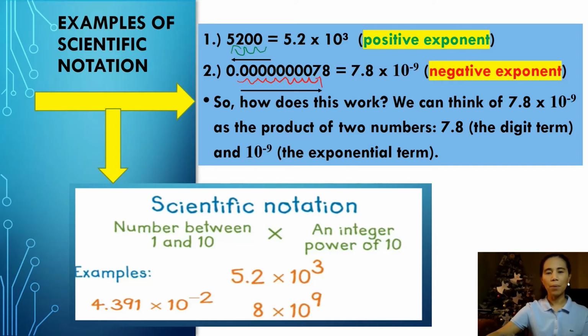Here are some more examples. In scientific notation, there should be a number between 1 and 10. Or we say equal to 1 but less than 10. And then we have to multiply it with an integer power of 10. For example, we have 5.2 times 10 to the third, 8 times 10 to the 9th power. Or we could have a negative exponent, which is 4.391 times 10 to the negative 2.